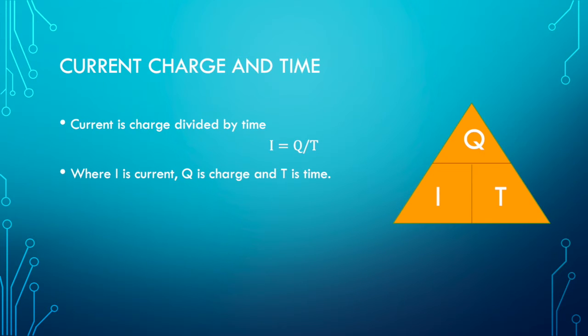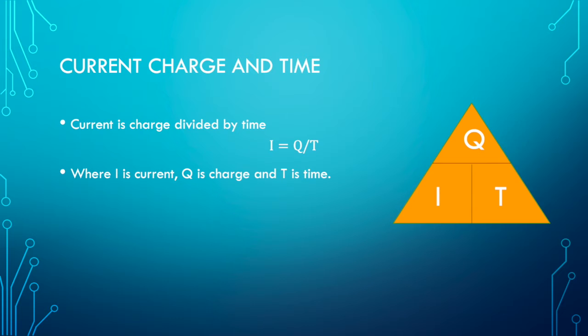Since current is charge divided by time, we can write I equals Q over T, where current is I, charge is Q, and time is T. Charge is measured in coulombs, time in seconds, and current in amps, where 1 amp is 1 coulomb per second.